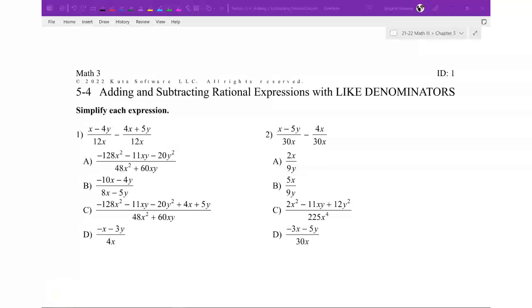All right, so section 5.4, again, we're adding and subtracting rational expressions, which normally is a tough thing, but if they have like denominators, it becomes a lot easier. Okay, so let me show you what I'm talking about. Let's look at question number 2.